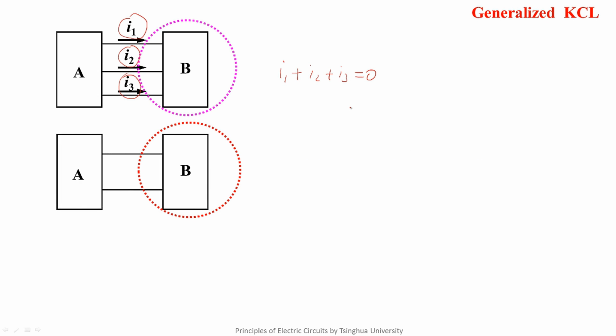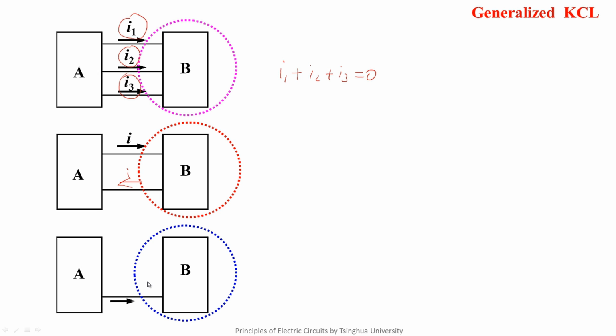Applying the generalized KCL to a port, the port has only 2 branches connecting with the outer part. It is clear that the current flowing into this terminal is equal to the current flowing out of the terminal. In another case, a network has only 1 terminal connecting with the outer circuit. We can know the current is equal to 0 according to the generalized KCL.